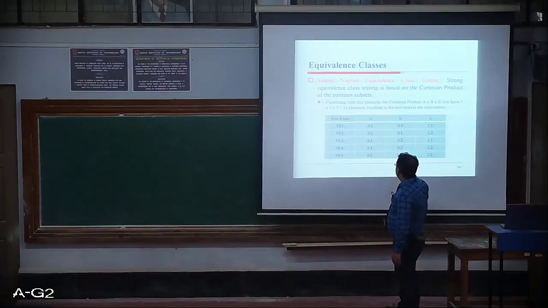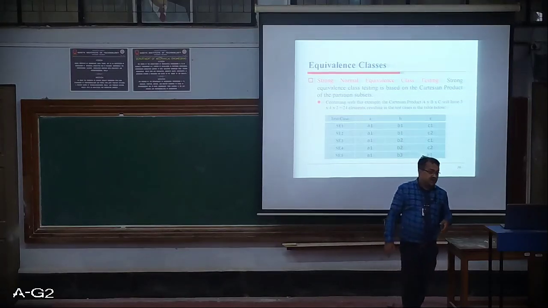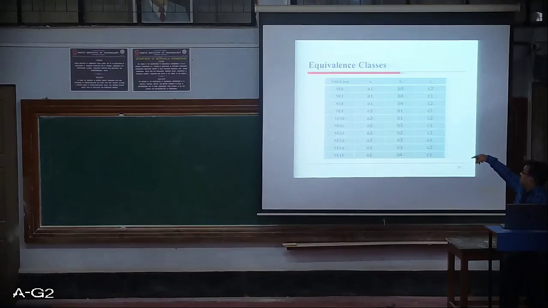For every value of A1 you have B1, and for every B1 we have C1 and C2. That way you take all the combinations, and you can see the Cartesian product gives you all these combinations. For A1 you have the entire iterations, for B1, B2, B3, B4. Similarly, because we have only two partitions for C, for every combination of A1 and B, we have a C combination. So we have all these different combinations.